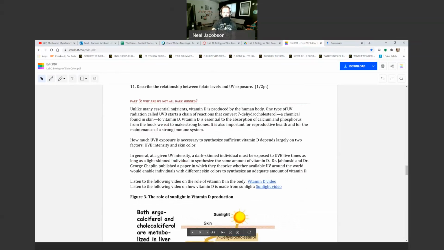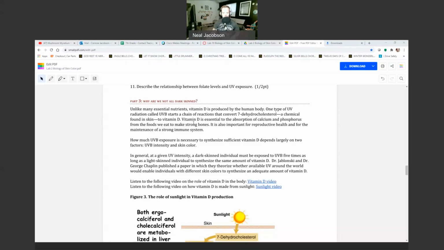And so the question is, okay, well, why? I mean, if folate gets destroyed with UV light, why don't we just all have dark skin and we'll all be protected from that? Well, one of the reasons is that UV light also stimulates vitamin D production. So that's our trade-off. Unlike many essential nutrients, vitamin D is produced by the body.